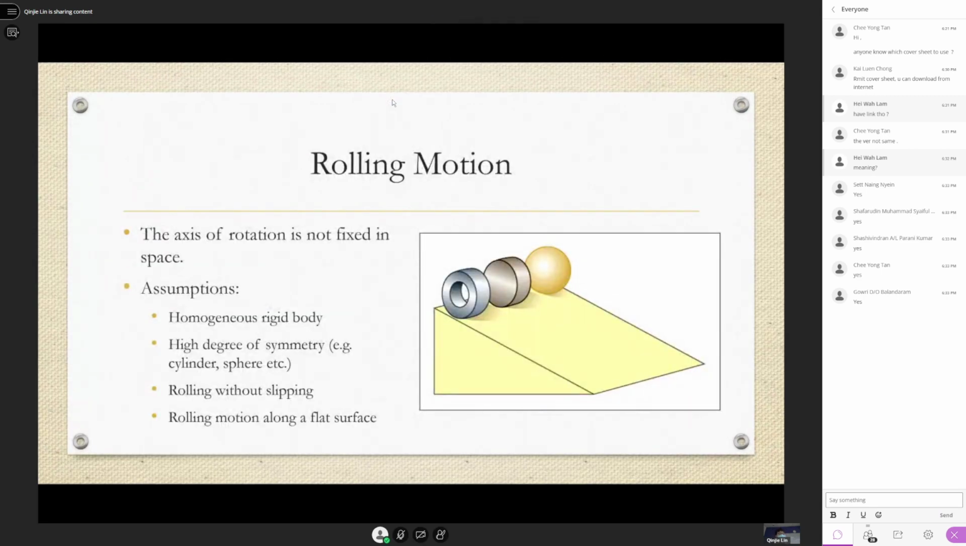Okay, we have done angular motion in the last lecture. So now we move one step further to study this thing called rolling motion. Literally, it's really studying something rolling, rolling down the slope, something like this.